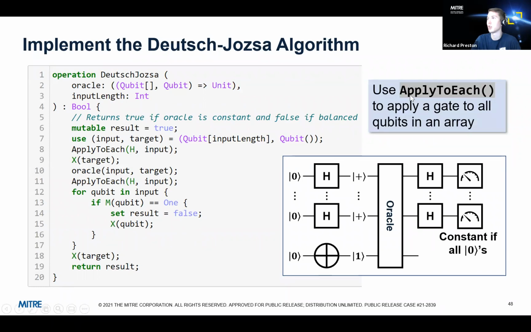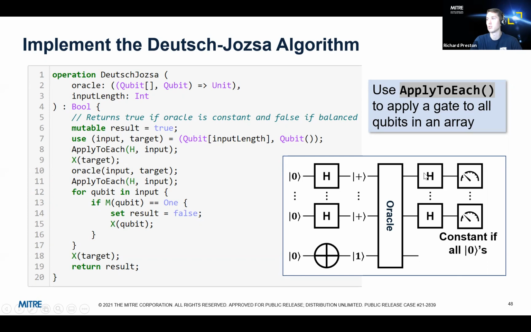I wanted to show you that you can use apply to each as well. There's an operation in Q# called apply to each, which you can use to apply a gate to all the qubits in an array. It's almost like a for loop that applies a gate to all the qubits in an array, but in one operation. It's kind of convenient. So all we're doing here is applying H to all the input qubits and applying X to the target, like we see in the diagram. And then we are running the oracle.